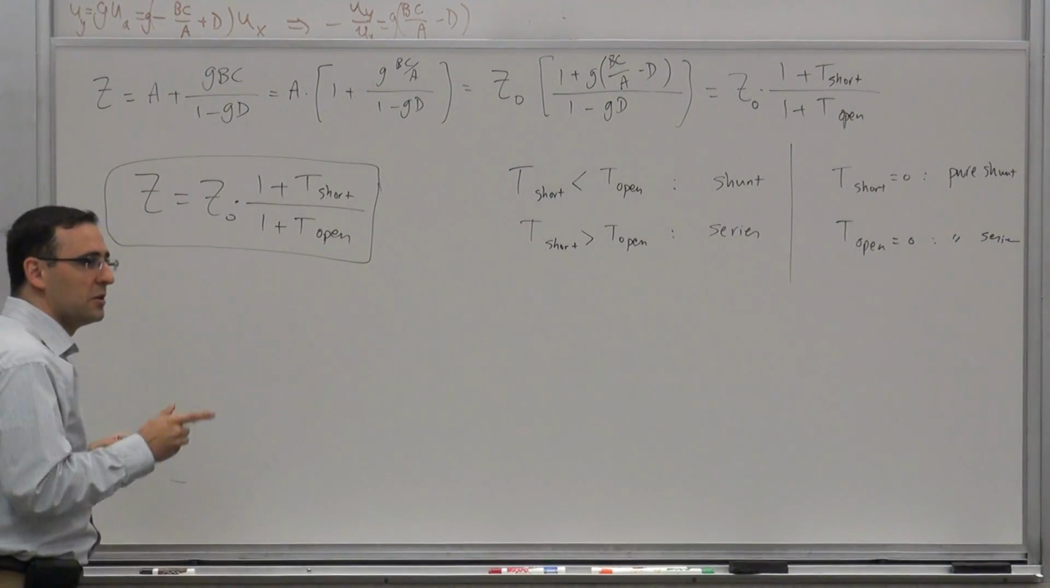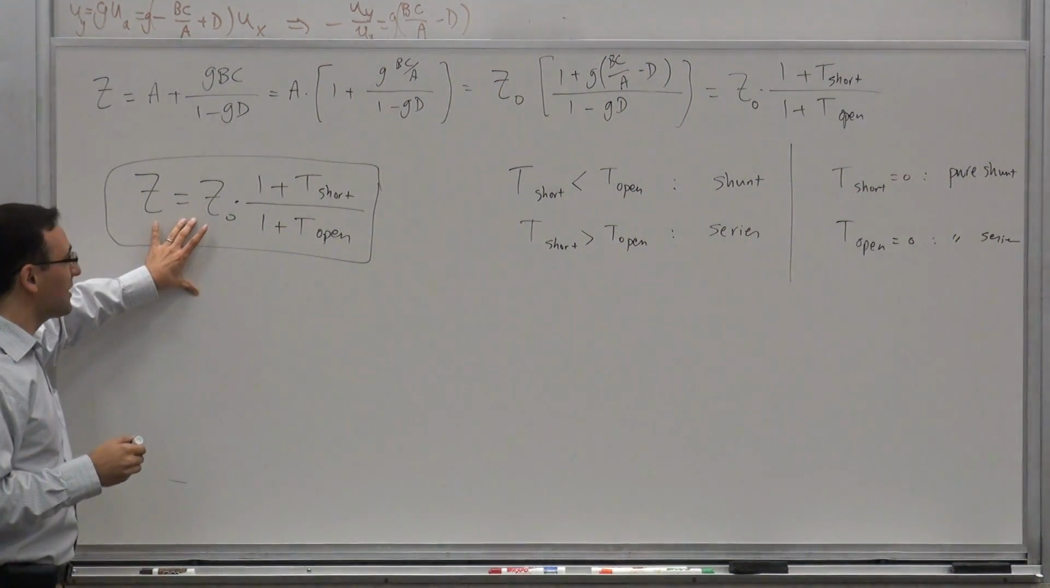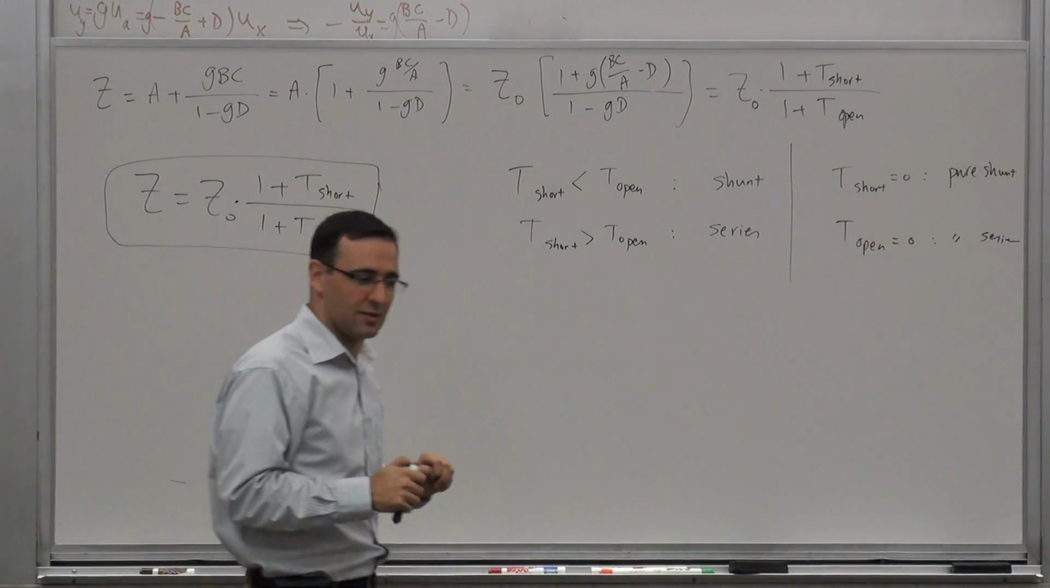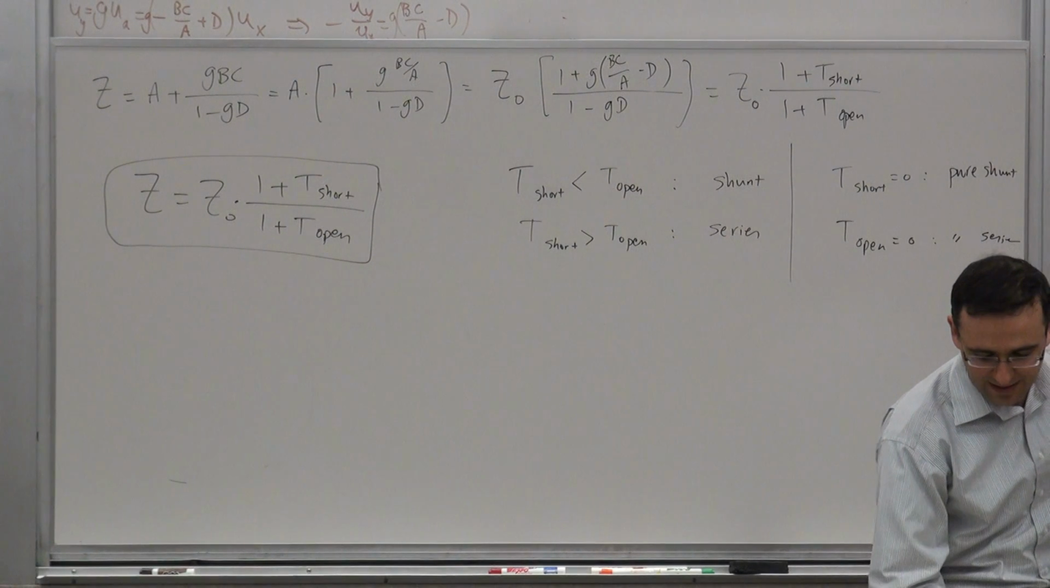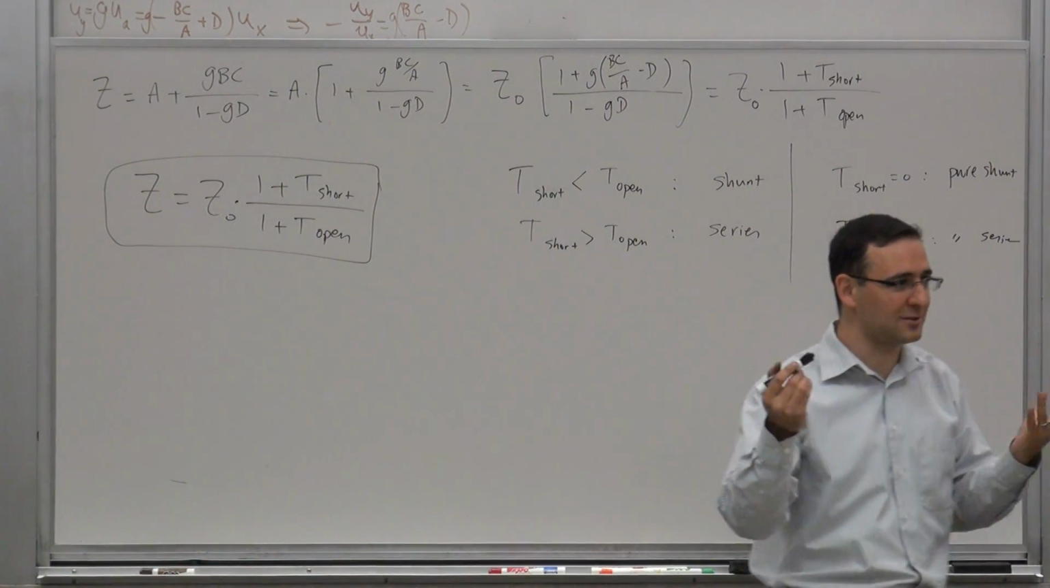Okay. Now, this is called the Blackman equation. It's very useful, but let's see how it's used. At the end of the day, it's not abstract until you see how it's applied.